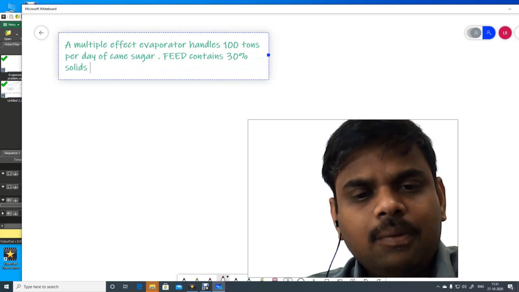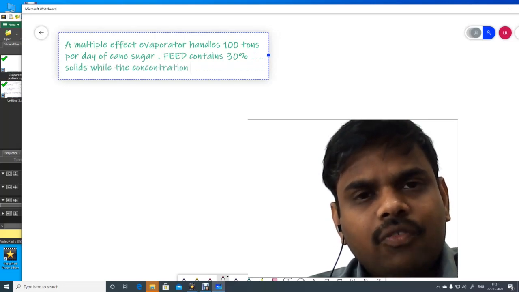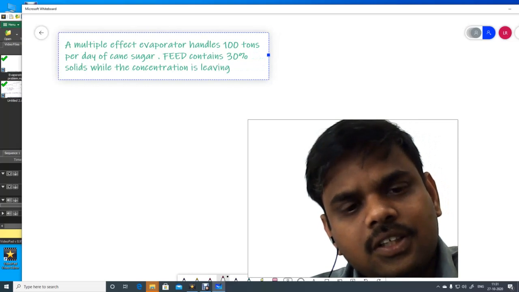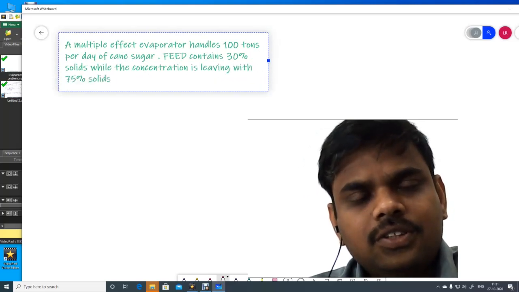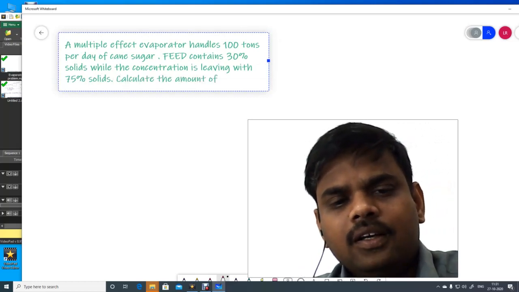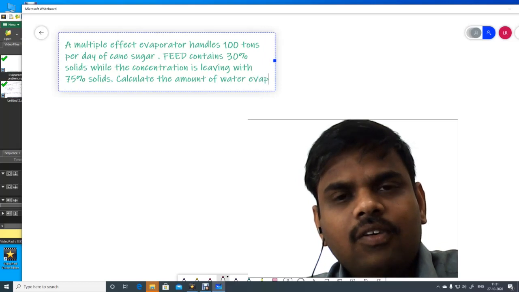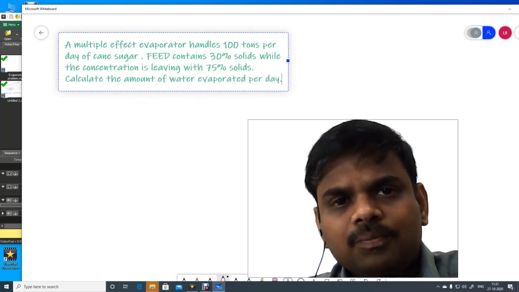I repeat, a multiple effect evaporator handles 100 tons per day of cane sugar. Feed contains 30% solids, while the concentration in the leaving stream is 75% solids. Calculate the amount of water evaporated per day. So what we have to do here is write the basis. Basis is 100 tons per day of feed.